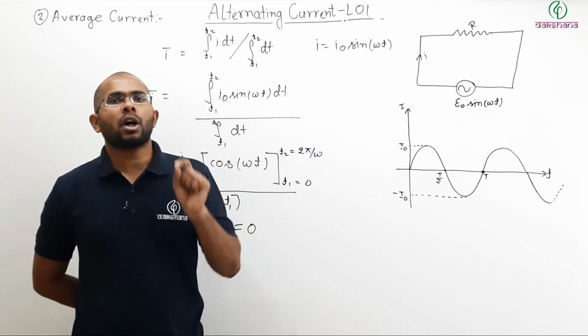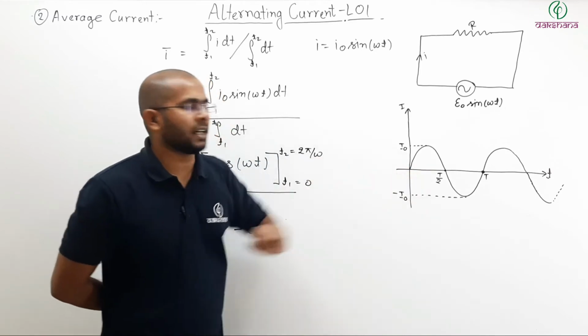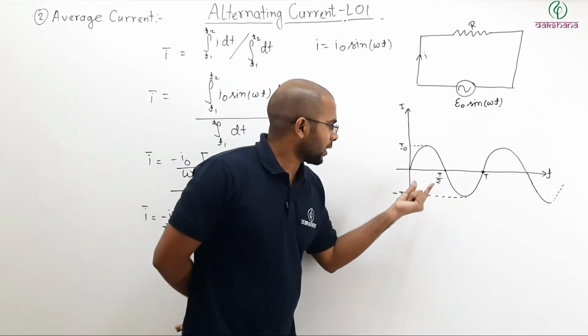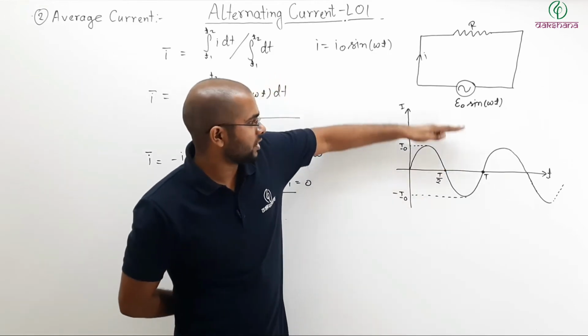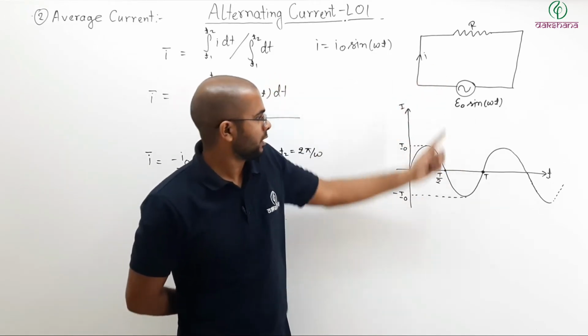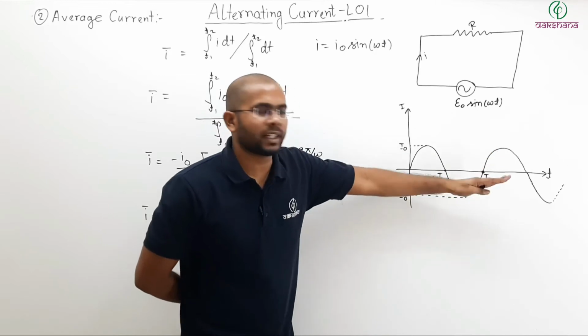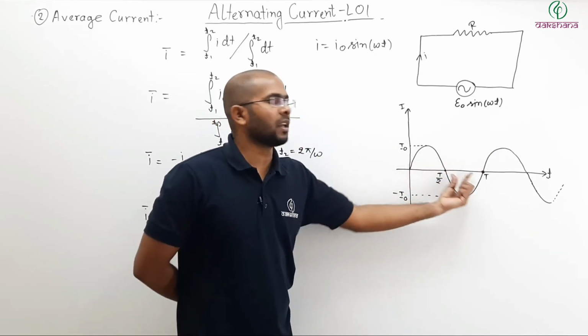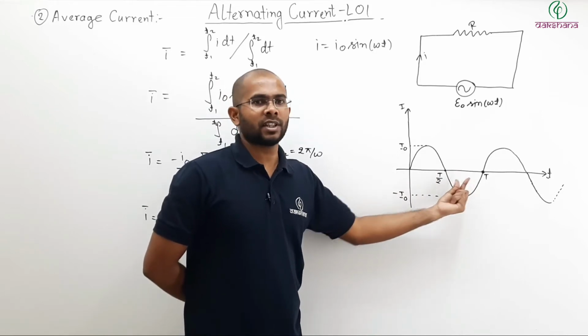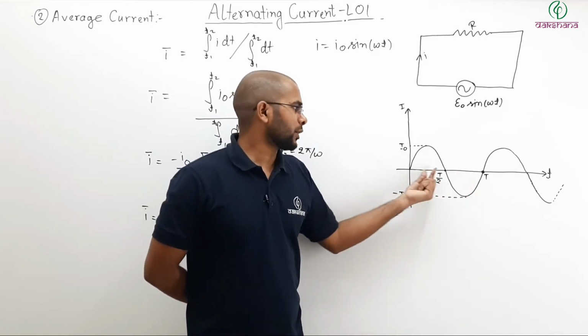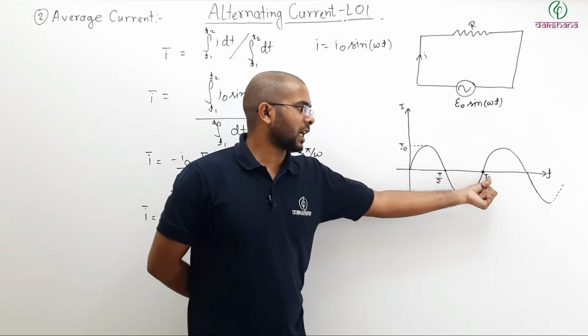You can also draw this conclusion from the graph. See, from the graph you can see for 0 to T by 2, this is the shape above the time axis. From T by 2 to T, below the time axis. And both are similar, just inverted. So this area is equal to this area, just opposite in sign. So total area from 0 to capital T will be 0.